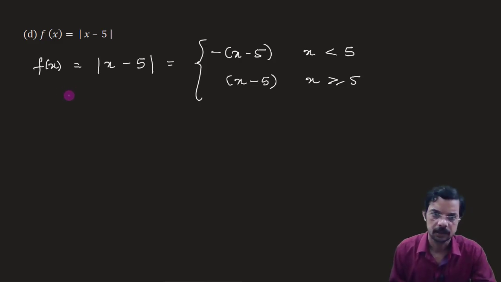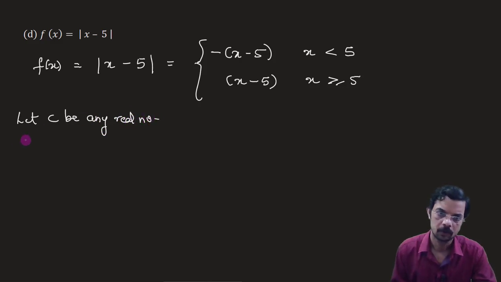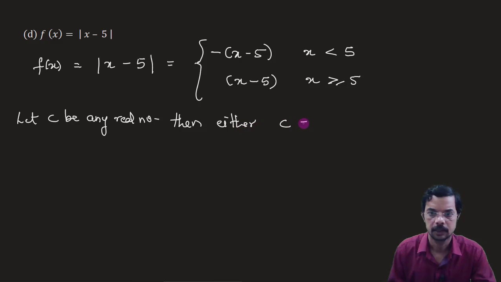Now here we have three cases. That is, either x is equal to 5, or x is less than 5, or x is greater than 5. So here let C be any real number. Then either C is equal to 5 or C is less than 5 or C is greater than 5. All these three cases have to be discussed separately.